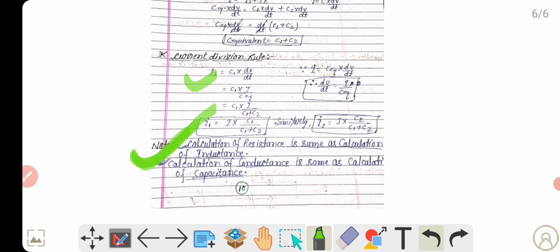Now my dear friends, this is basically about the concept of capacitance. In the next video we will discuss some numerical, or we can say objective questions, based on these concepts.